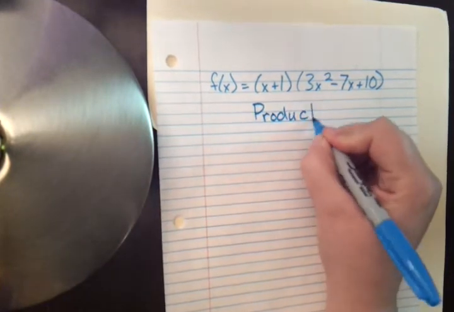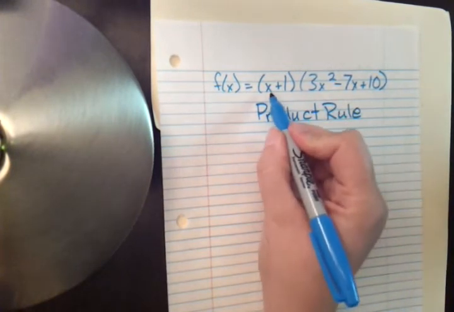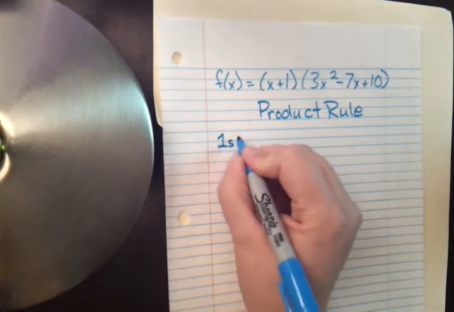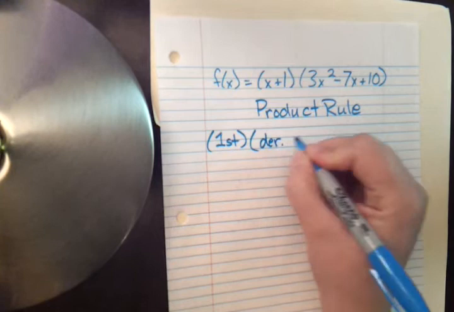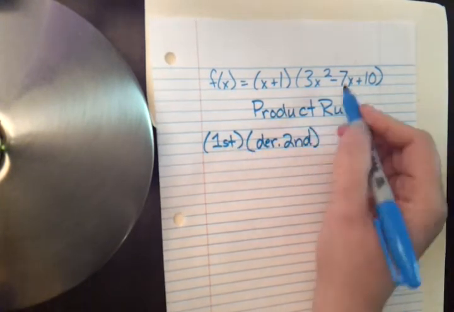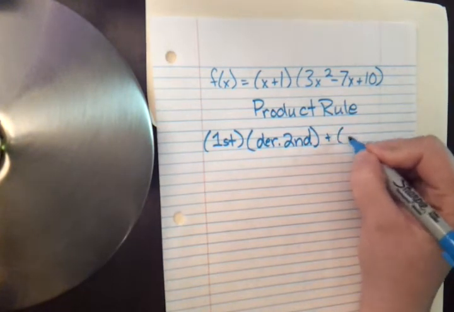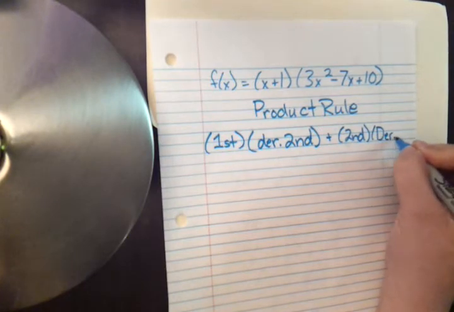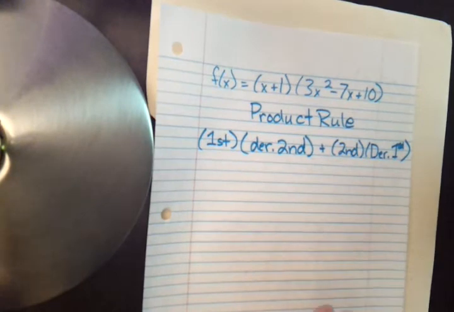So the product rule tells us that we need the first function, so just the first function, times the derivative of the second function. So just plug in the first function, take the derivative of the second function, plug it in here, plus the second function times the derivative of the first. Okay, so that's our product rule.